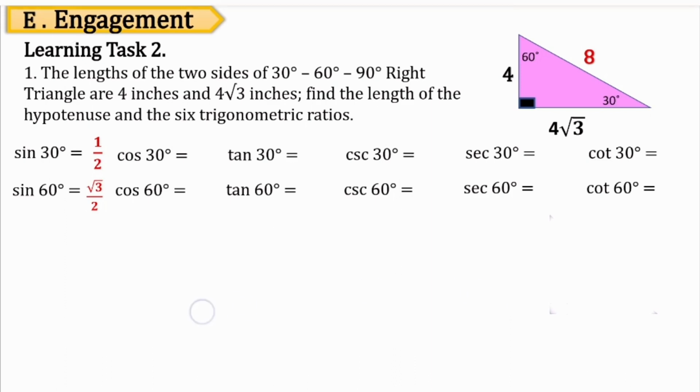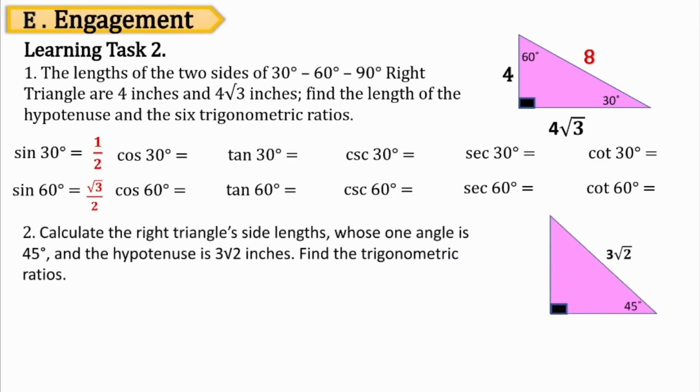For number 2, calculate the right triangle side lengths whose one angle is 45 degree and the hypotenuse is 3 square root of 2 inches. Then, find the trigonometric ratios. Ganun lang ulit class ang gagawin.